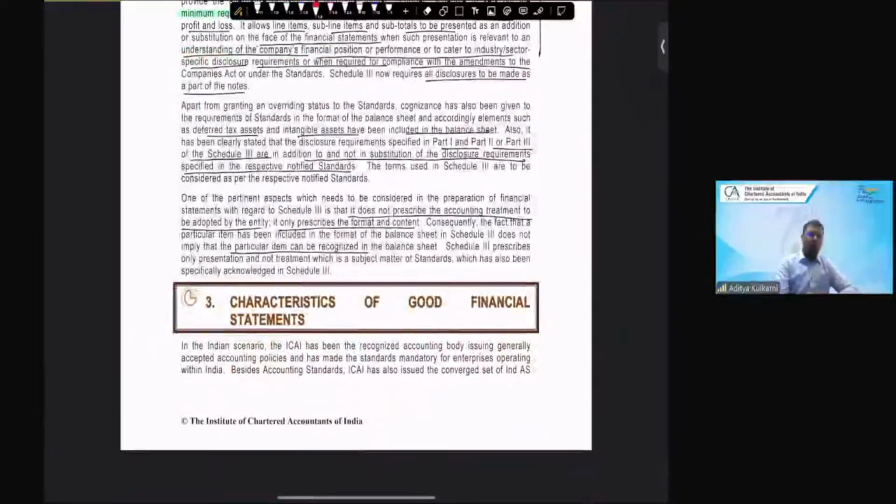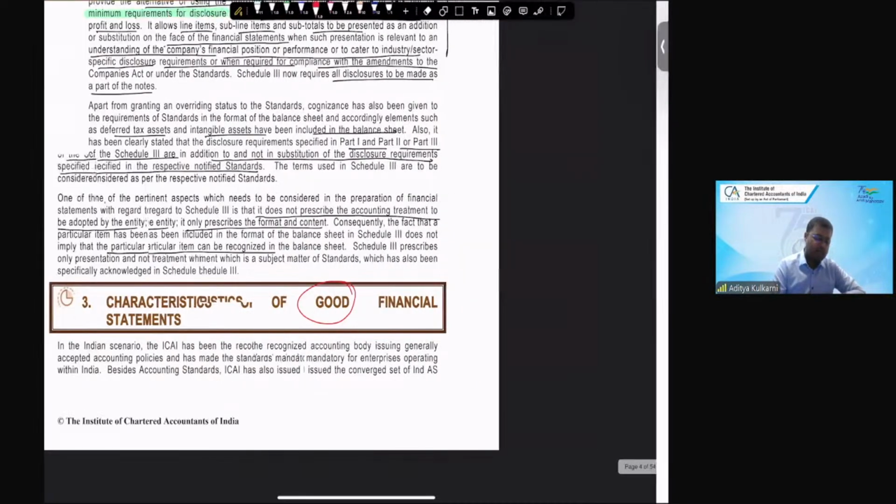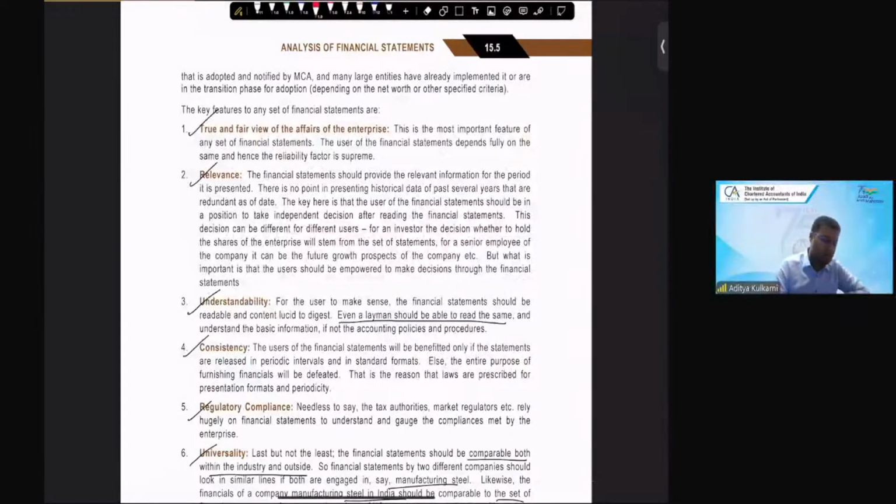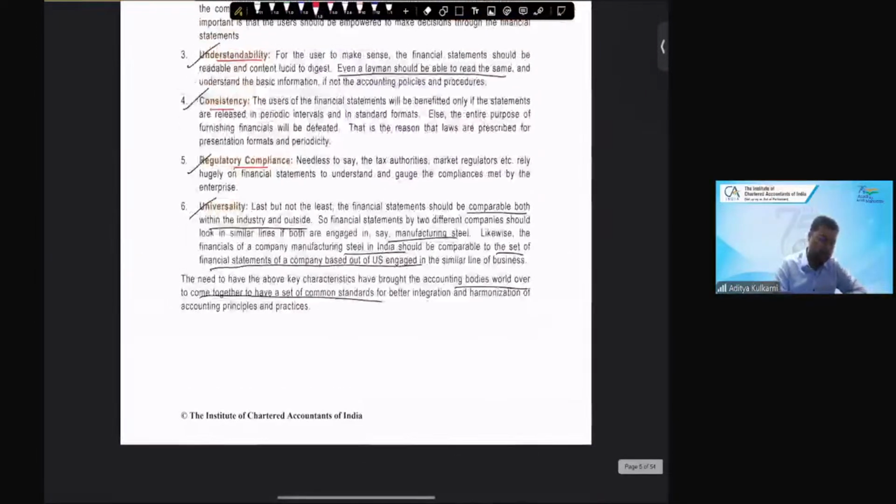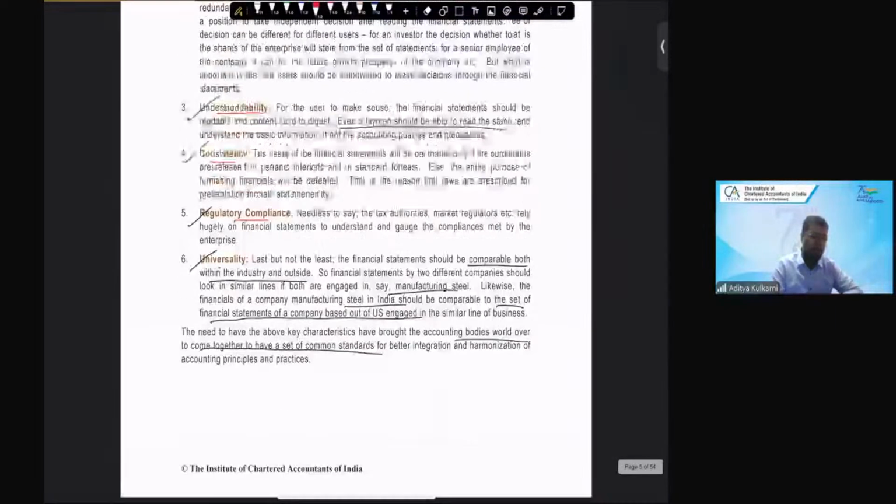Now, what do you mean by good financial statements? Good financial statements have certain features. What are those features? Give a true and fair view of the financial statements. That is the first one. Relevance: how relevant are your financials? Understandability: for the user to make sense, the financial statement should be readable and content should be lucid to digest. Consistency, regulatory compliance, universality. These are the 6 features that they should have.